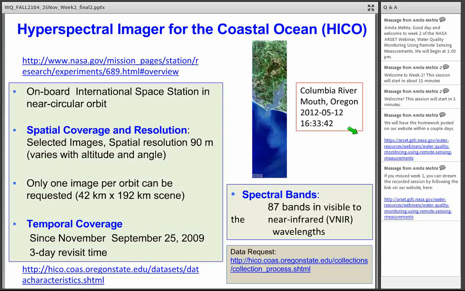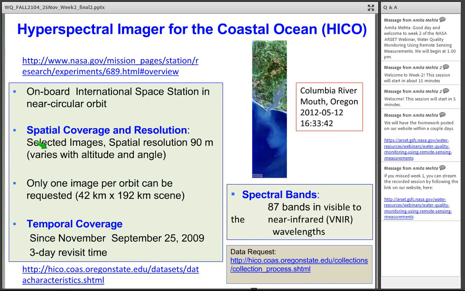Okay. Another experimental mission or sensor is the Hyperspectral Imager for the Coastal Ocean, HICO. HICO also is not available operationally, it has to be requested. So more information can be found from this website here, and the data request website is given here. There are 87 spectral bands from visible to near infrared wavelengths, so useful for monitoring water quality. The example shown here is the mouth of Columbia River, and one can clearly see where it goes into the ocean in the satellite HICO image.